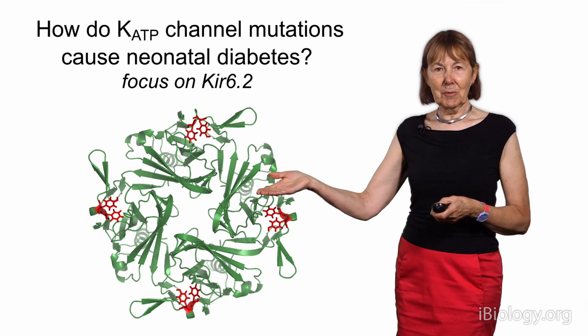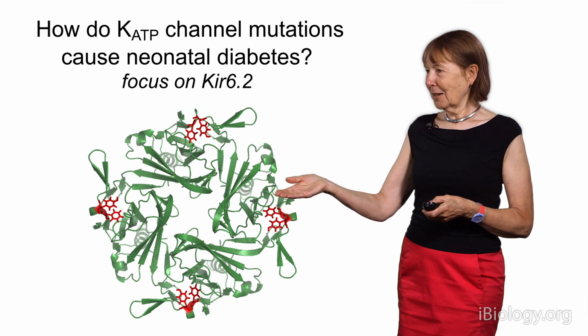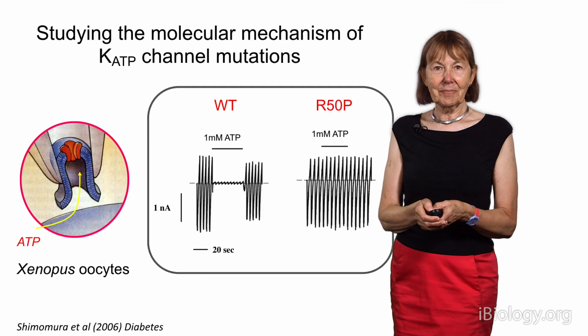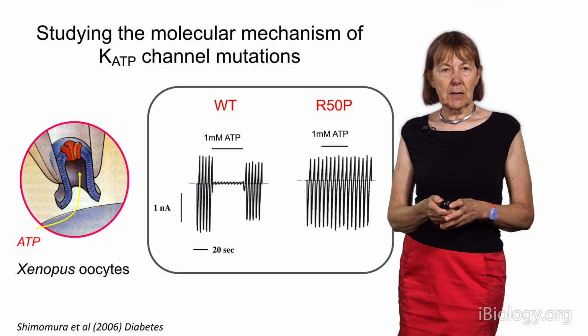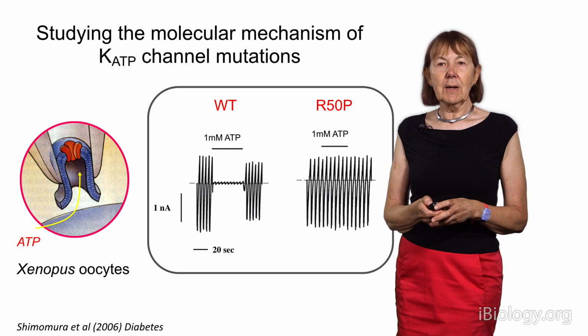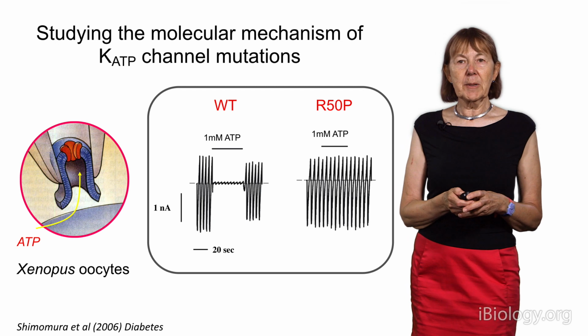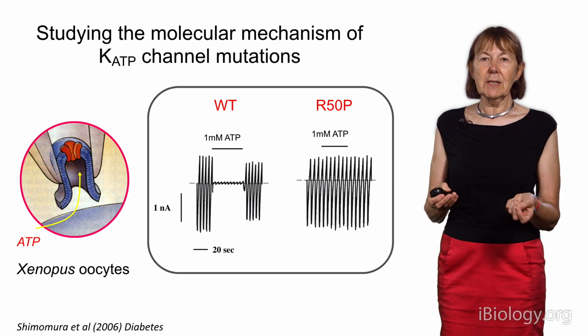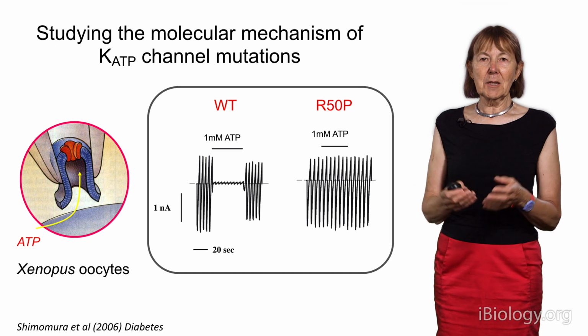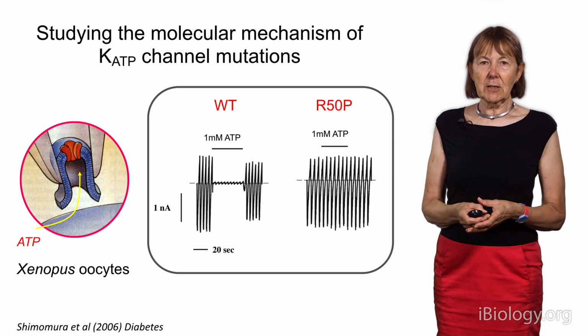This was a Christmas card we produced showing 2 of the mutations. So to study the molecular mechanism of these mutations, what we've done is to express the channel in xenopus oocytes, which act as little biochemical factories, and they produce the mutant channels, insert them into the plasma membrane, where we can then patch clamp them.